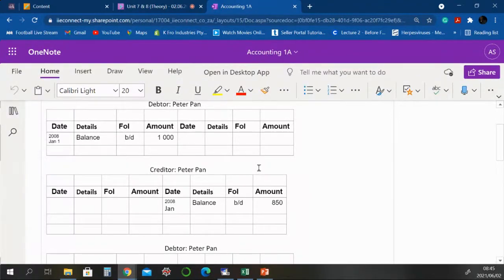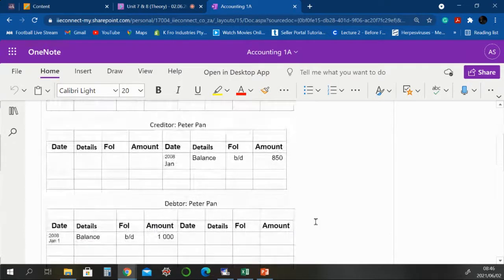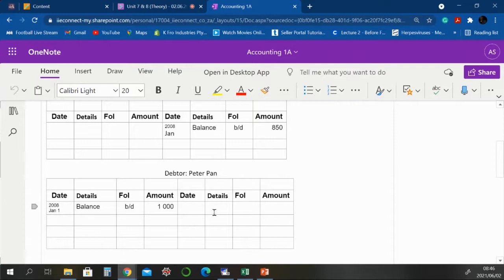We have a debtor, Peter Pan, who's also a creditor, someone we owe. So you can see the creditor Peter Pan as well. Oh, sorry. He owes us 1,000 as a debtor. We owe him 850. So the simple way of handling this is saying, okay, cool. Instead of him owing us 1,000, what we're then going to just do is open up the debtor's control. Here we're going to write creditor.